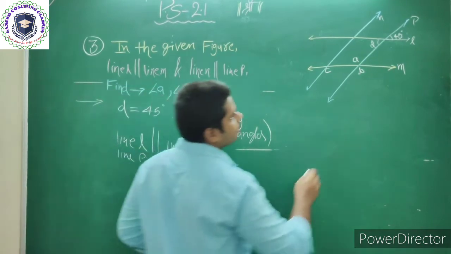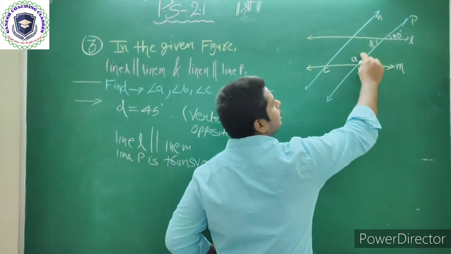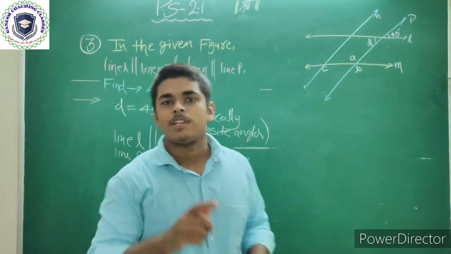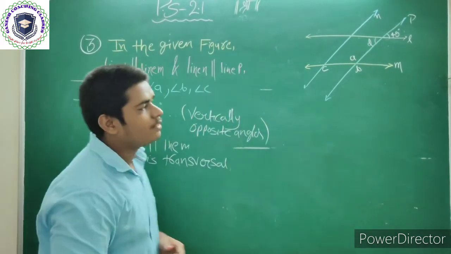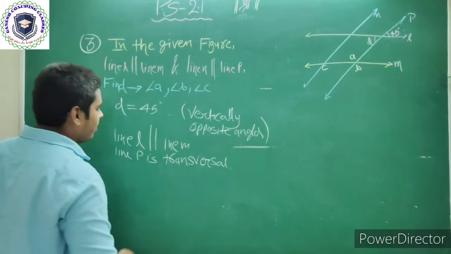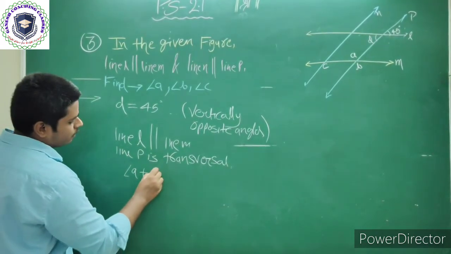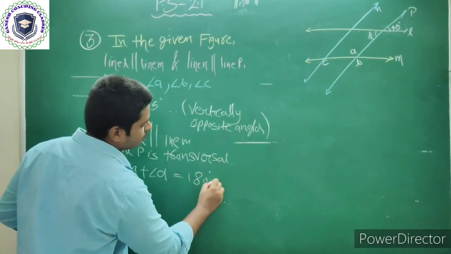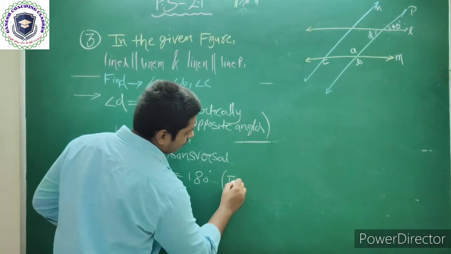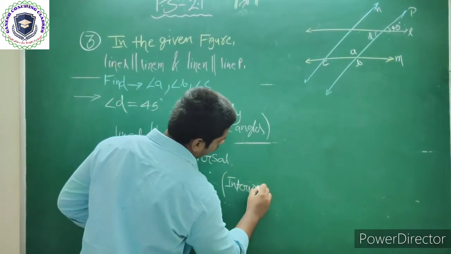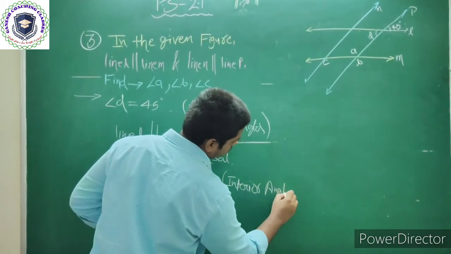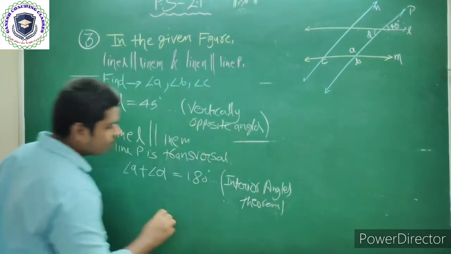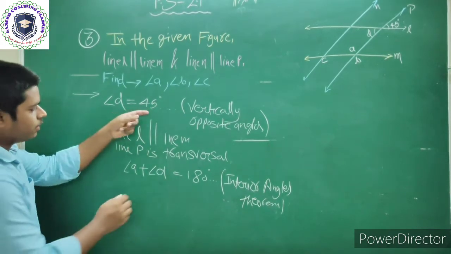So by this we can say that A and D are interior angles, and there is one property that the sum of interior angles is 180 degrees, meaning interior angles are supplementary angles. So here angle A plus angle D is equal to 180 degrees. What is the reason behind it? Interior angles theorem.